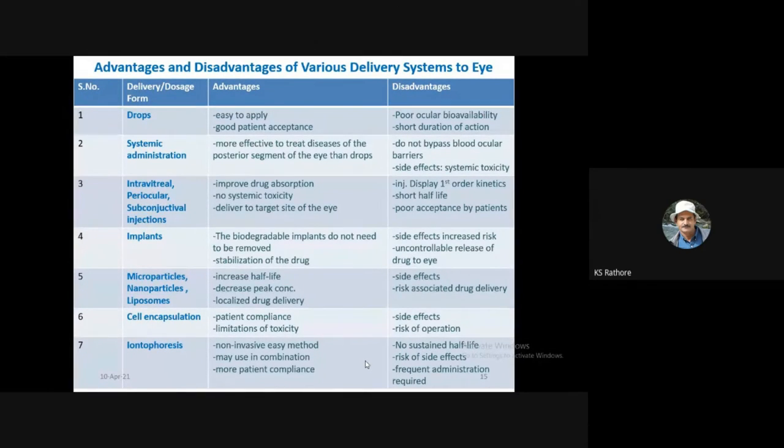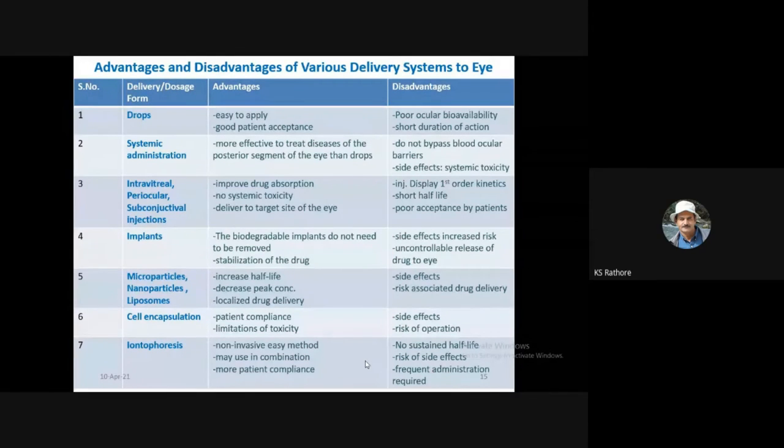And implants, these are biodegradable implants, which do not need to be removed. This is an advantage in this case. And stabilization of the drug we can do with the help of implants. But the side effects are increased risk because of the implant. And uncontrollable release of the drug to the eye is possible. Sometimes there is a burst effect. When the implant is not successful, it bursts out and all the drug is released at one particular time. So it is known as burst effect.